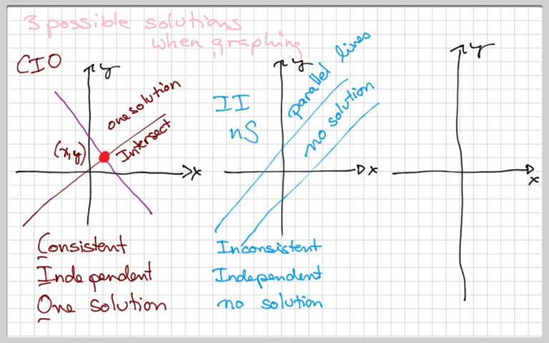Okay, and the last case is the case where you have two equations. They may look totally different, but through reducing and whatnot, they are exactly the same. So I'm only actually going to graph one line. They are exactly the same line, and that's called coinciding lines. The lines coincide, means they are the same. Now, when the lines coincide, they are consistent.